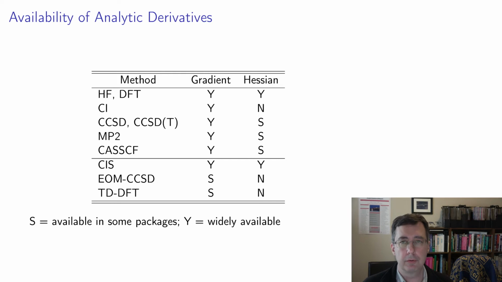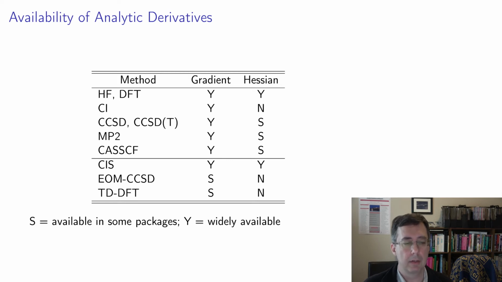Now, just to say a little bit about how likely you are to have analytic derivatives when you're doing computational chemistry. If it's Hartree-Fock or DFT, you're pretty likely to be able to get analytic gradients as well as analytic Hessians. If you're doing configuration interaction, then some programs do have analytic gradients, but it's pretty rare to find analytic Hessians. Coupled cluster, if you're lucky, you'll have a program that has gradients. Several of them do. Hessians are pretty rare.